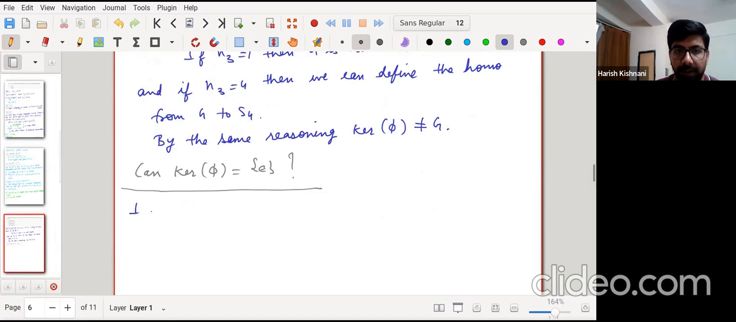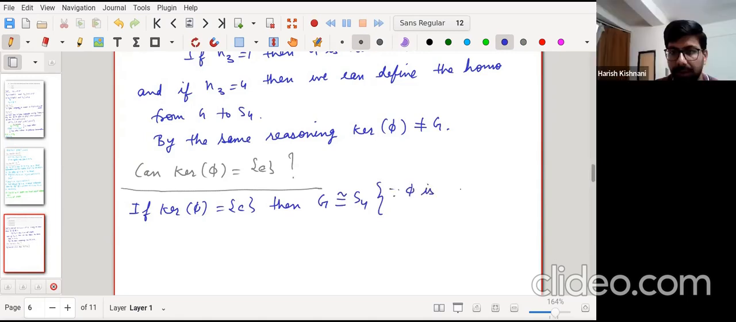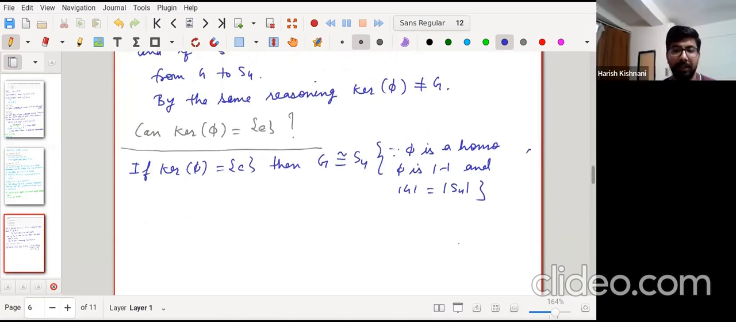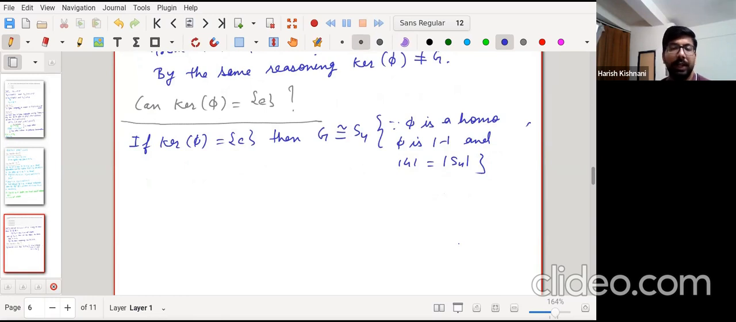See, if kernel of phi is identity, then you guys agree G is isomorphic to S4, because phi is a homomorphism, phi is 1-1, and they both have the same cardinality. So 1-1 implies onto if the sets have the same cardinality, right? So phi is onto. So G is the same as S4, but Sn is not simple for n greater than or equal to 3.